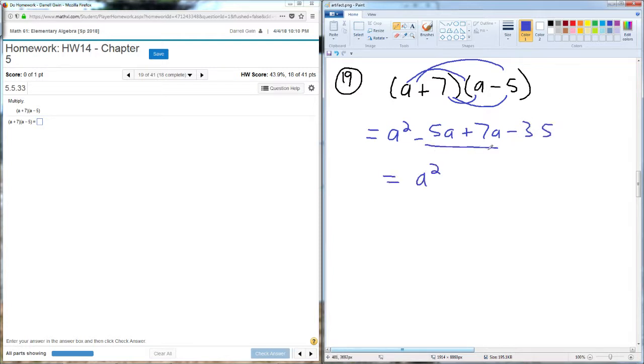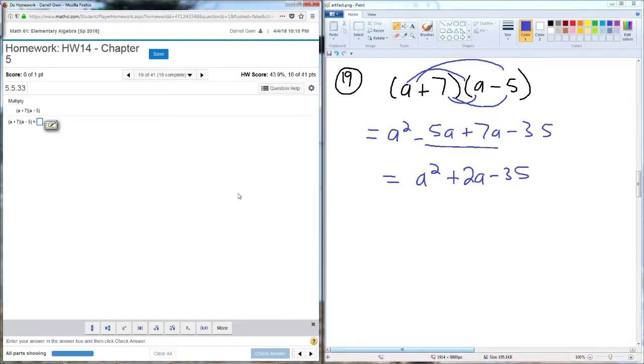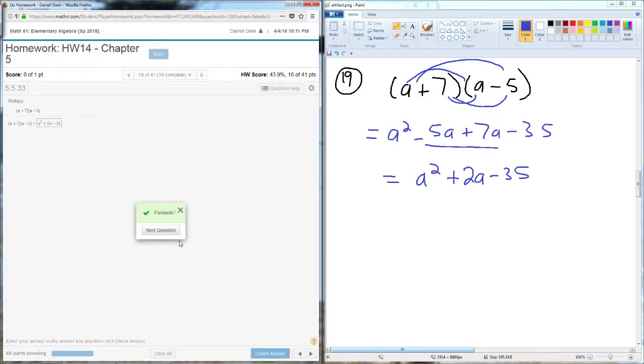Well, negative 5 plus 7 is a little bit tricky math here. It's the same thing as 7 minus 5. So if I took away 5 apples and I gained 7 apples, I will end up with 2 apples. Minus 35. Those are the only like terms. Type that in. A, shift 6, squared, which is 2, right arrow, plus 2a minus 35. Enter. Fantastic. Click on next question.